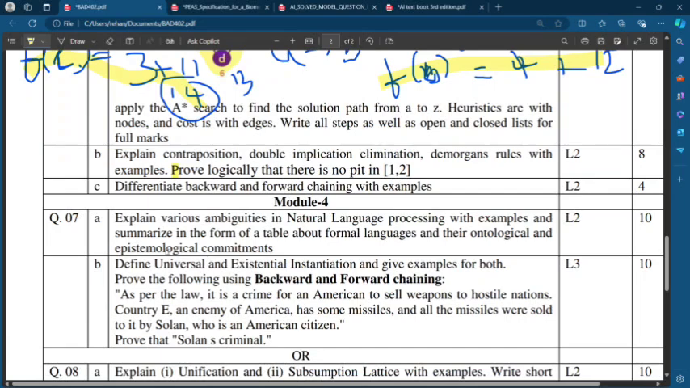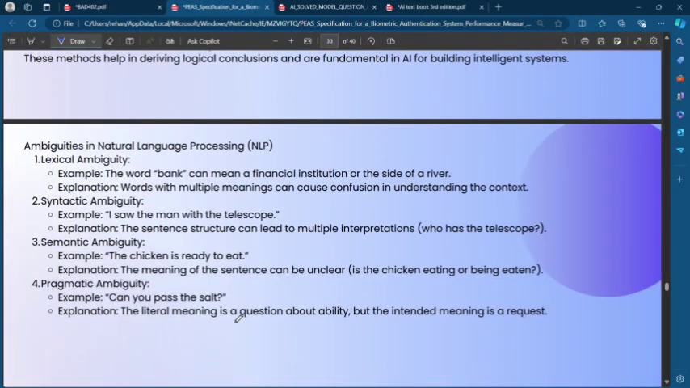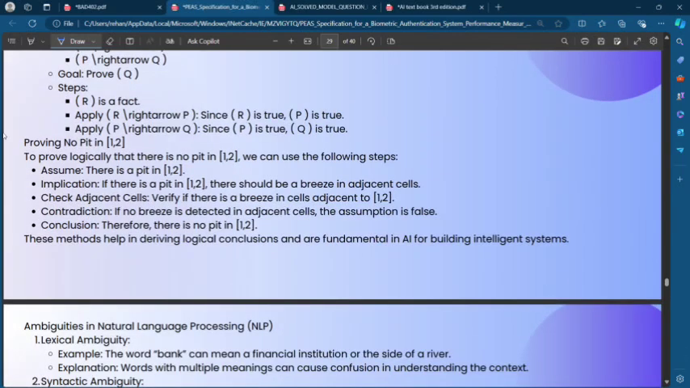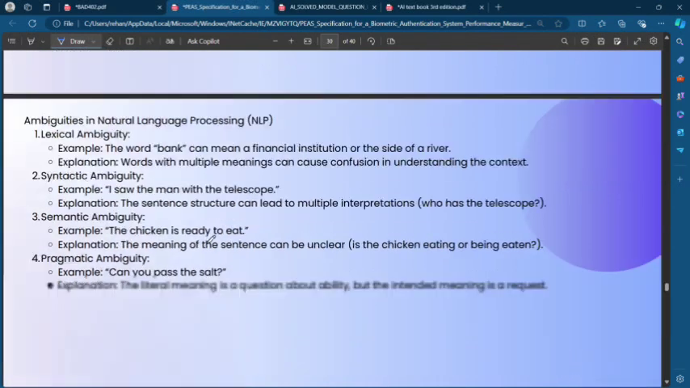We'll see something else: explain various ambiguities. This thing I'll just show you. Let's see if something is there. Fact is R. Rule: R implies P, P implies Q. Goal: prove Q. R is a fact. Apply modus ponens. Since R is true, P is true. Then P implies Q. Same way, proving no pit in 1,2.